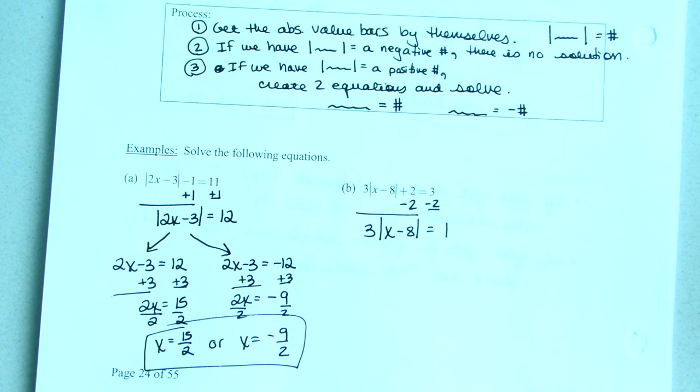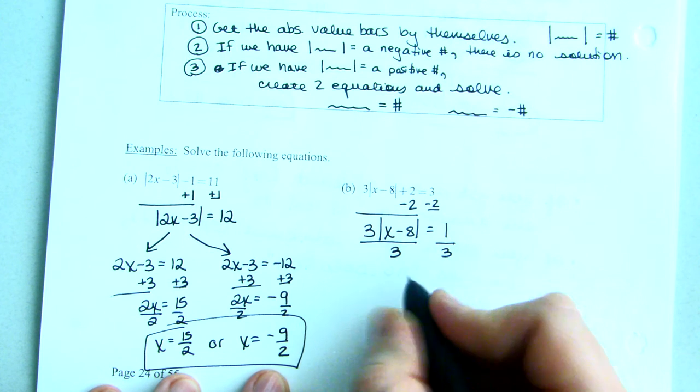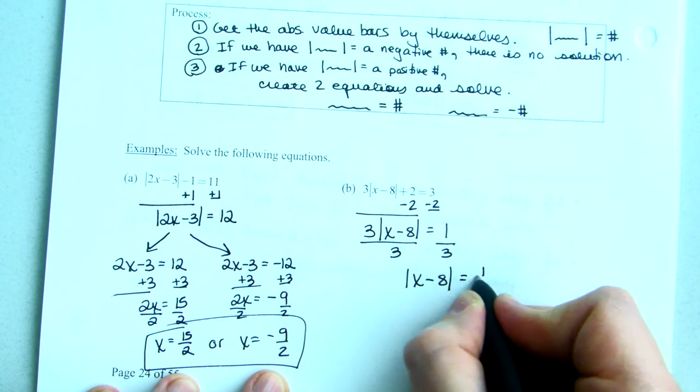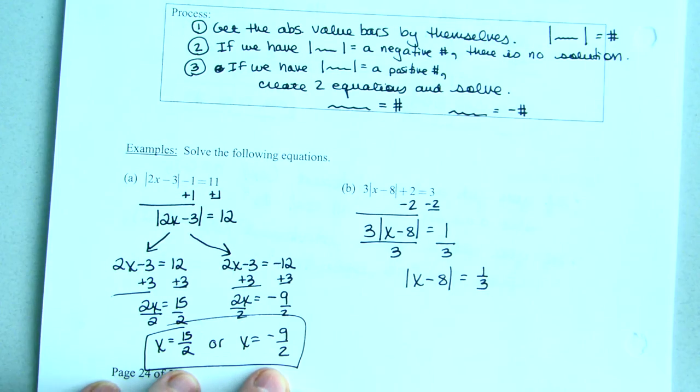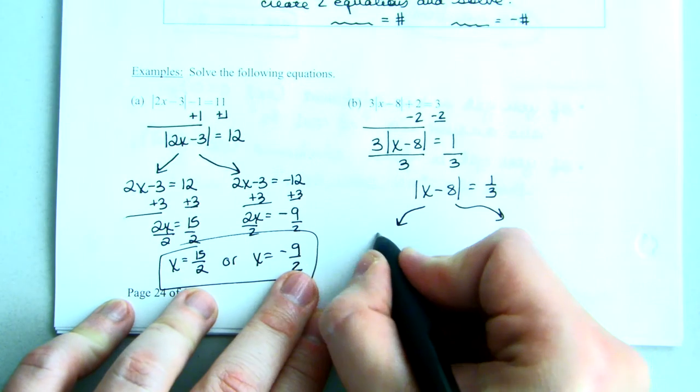You're not allowed to distribute the 3. So what else can you do? We're going to divide both sides by 3 to get rid of that. And we're going to get the equation absolute value of x minus 8 equals 1/3. Well, I know it's not super pleasant, but whatever, we can deal with fractions. This is Algebra 2. You know how to work with fractions.